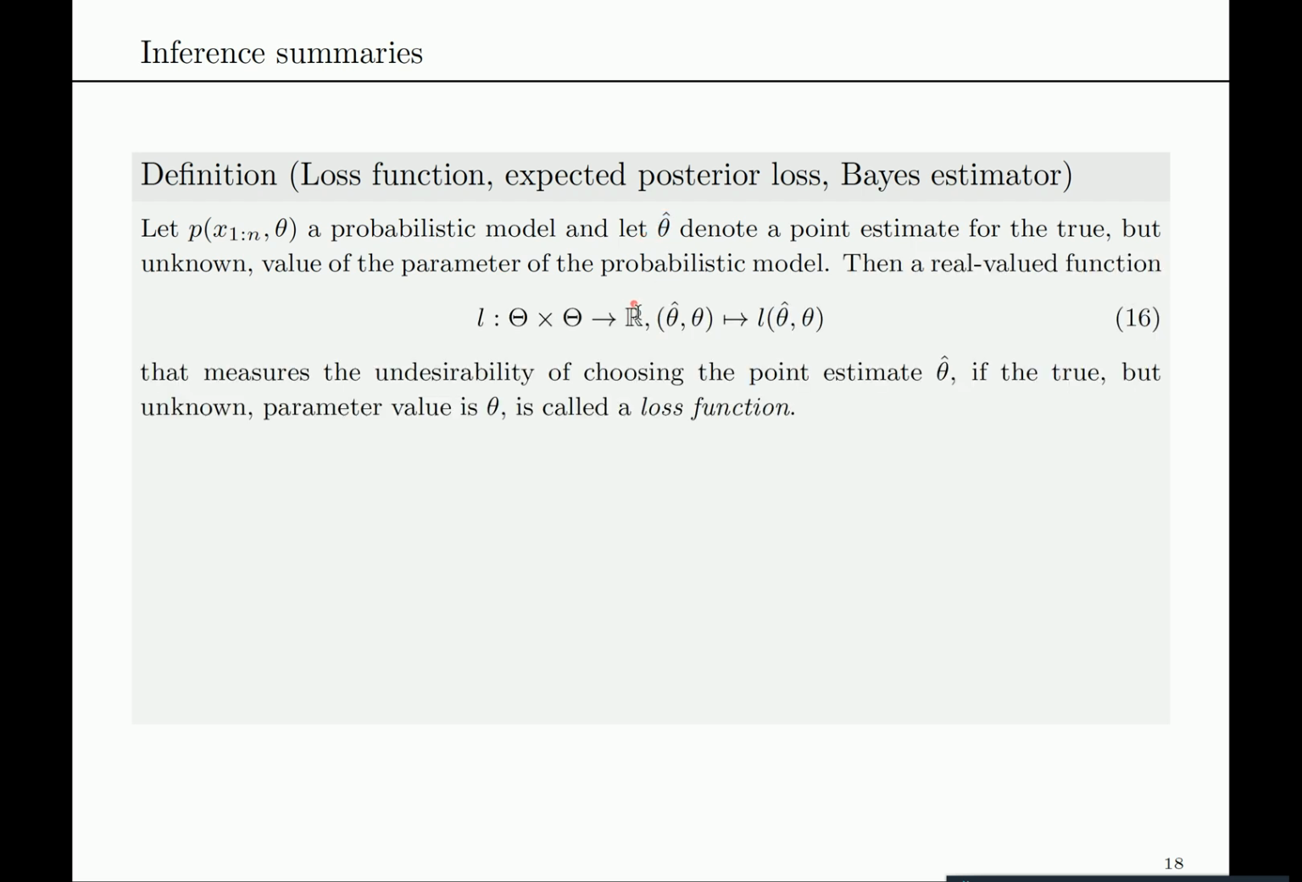Then what we can define is a loss function, namely a function from the square of the parameter space to the real numbers, which we assign to each value of our estimator and each value of the true but unknown parameter value. And with this loss function, we want to encode our undesirability of choosing a specific point estimate if the true but unknown parameter value is theta. Yeah? And I will give specific examples in a second so it gets clear what this is about.